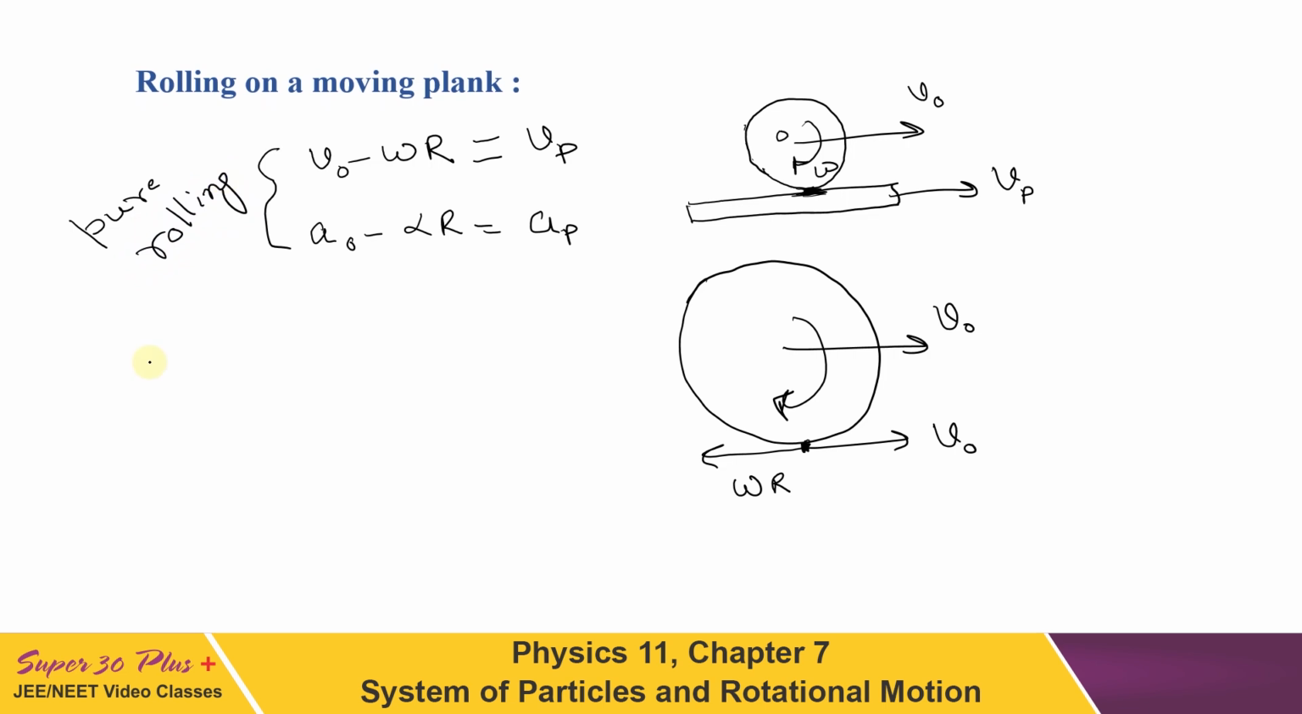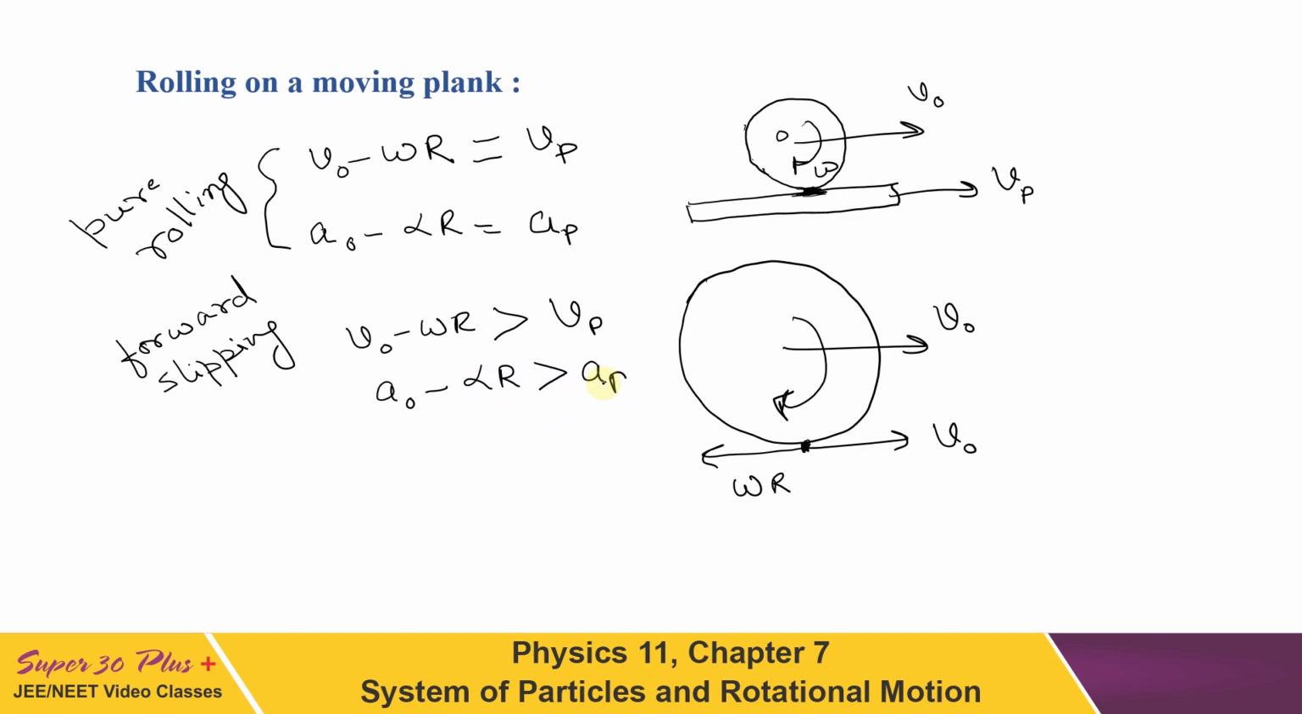Next, if we write for forward slipping, because we had already discussed that 3 types of rolling can be there: pure rolling, and among impure it can be forward slipping or backward slipping. So if it is forward slipping, do remember, then this v0 minus omega r has to be more than Vp. It is moving against the contact surface in forward direction. Similarly, we can write for acceleration, A0 minus alpha r should be greater than Ap. These two are the conditions for forward slipping.